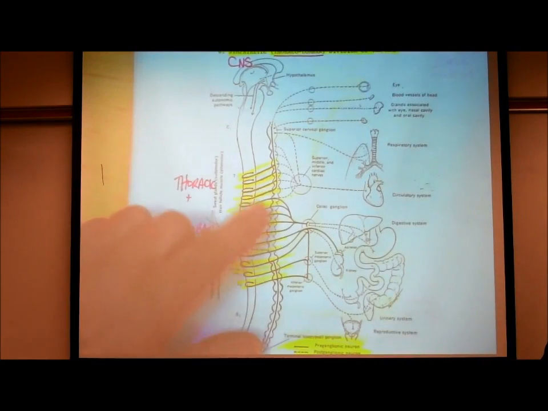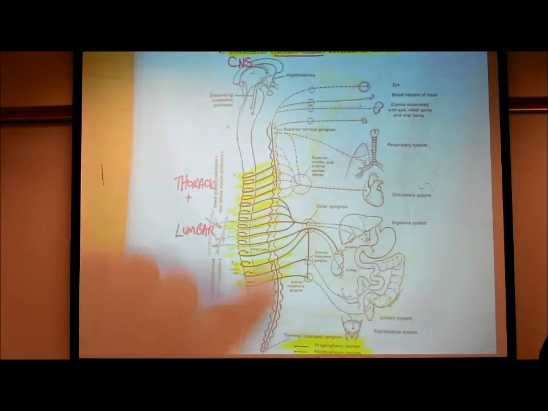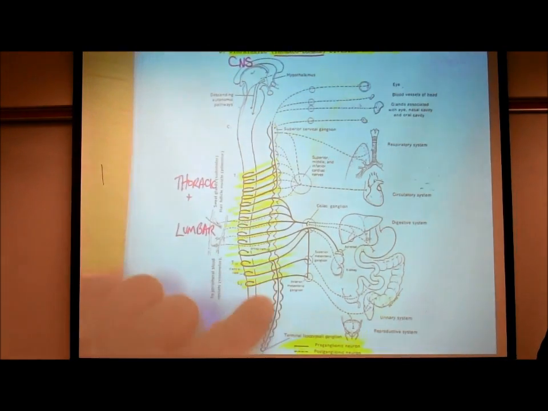Now, two things about this picture. What is this? You'd say, I don't know, it's just on the picture. Let's ignore it. Keep moving.